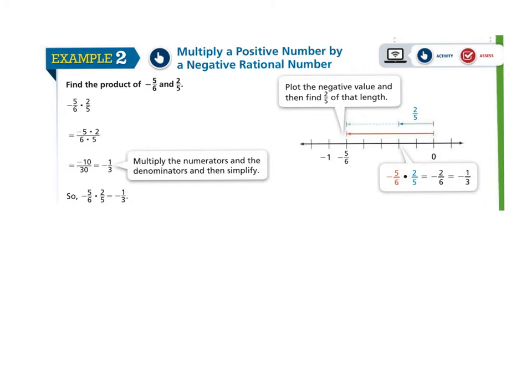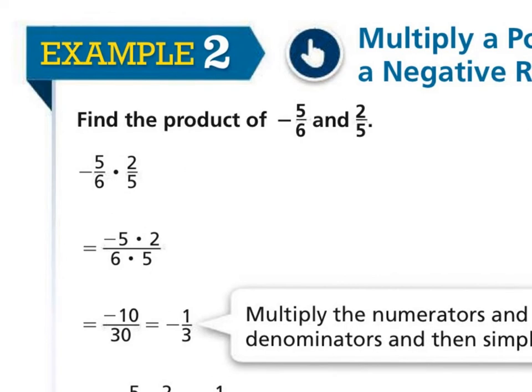Example 2, we have fractions rather than decimals here. Negative 5/6 and 2/5. We want the product. Product means we're going to multiply. Remember, when you multiply fractions, we do not have to have a common denominator. Only need a common denominator when we are adding or subtracting. So we're going to multiply.